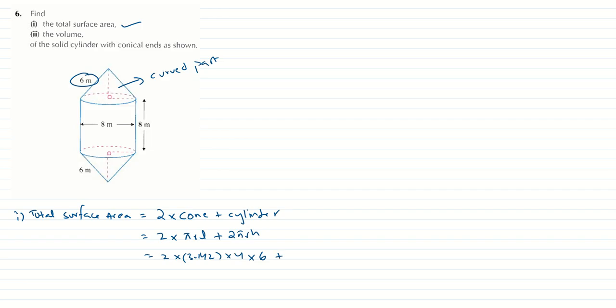Plus 2 times 3.142 multiply by 4 multiply by the height of the cylinder, which is 8.